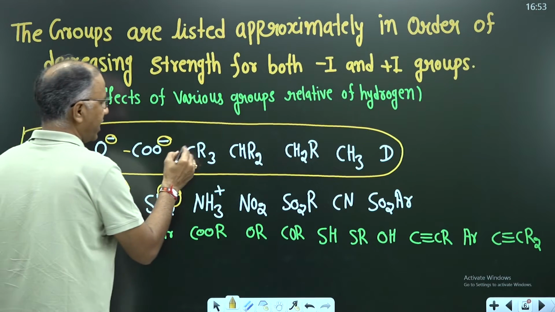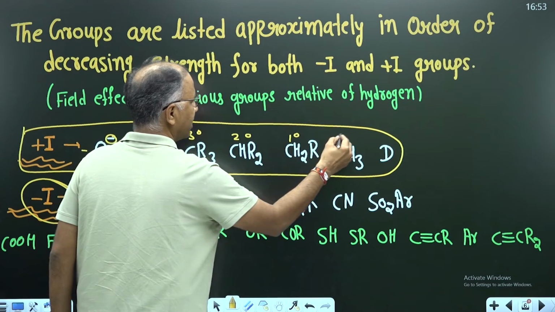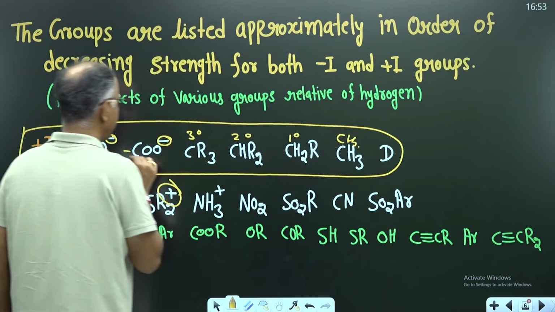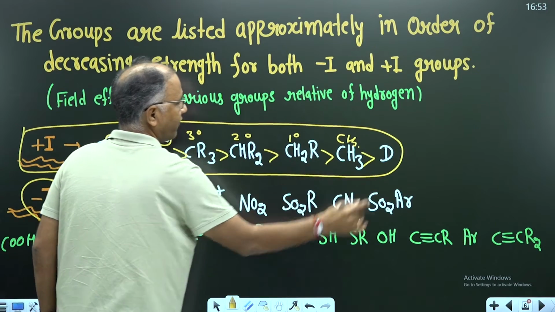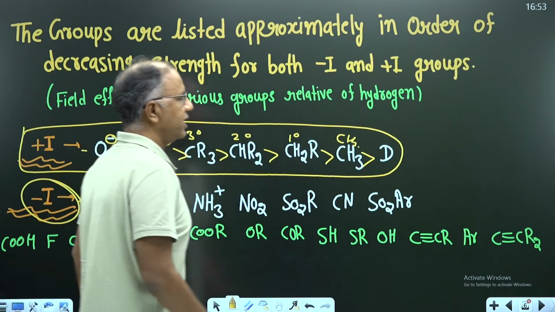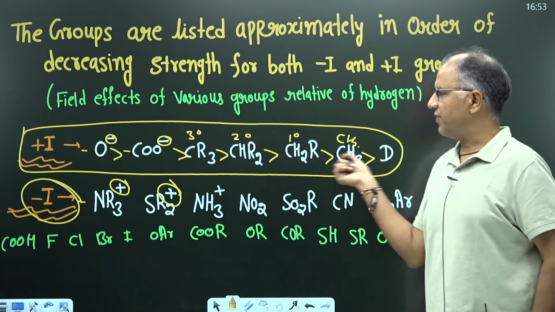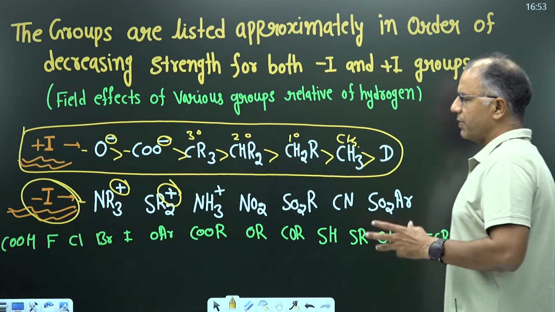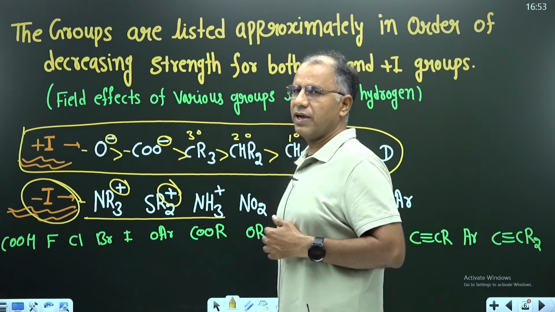Now apart from negative, this is our 3 degree carbon, this is our 2 degree carbon, this is 1 degree, and this is methyl. This is the decreasing order of plus I effect. Now D plus I is greater than H, I will explain later. So first of all, write this plus I effect order. Similarly, you have to write minus I effect, and remember that positive charge shows strong minus I effect.